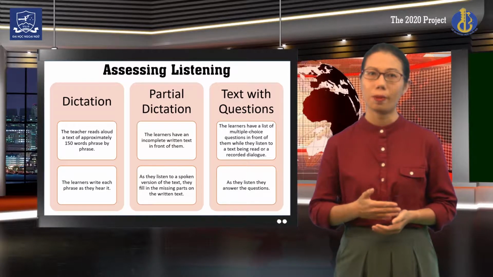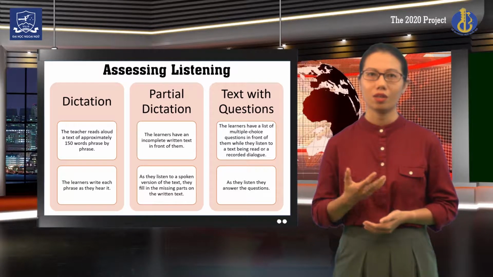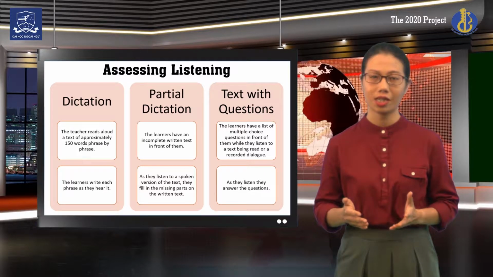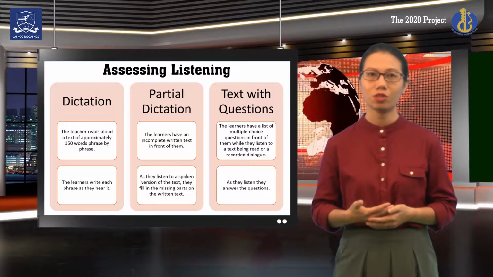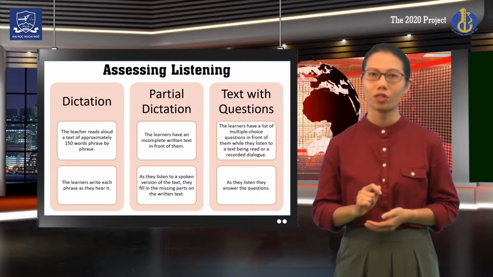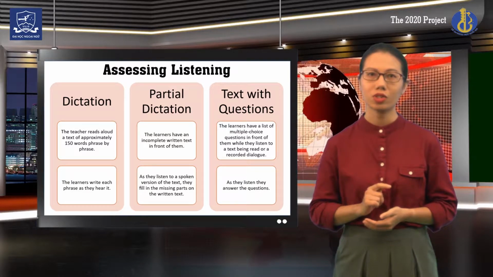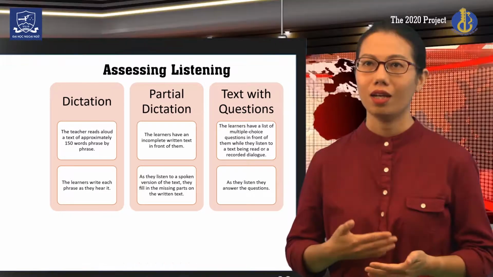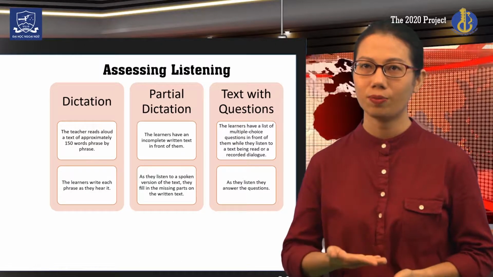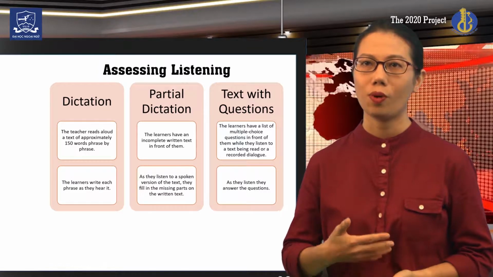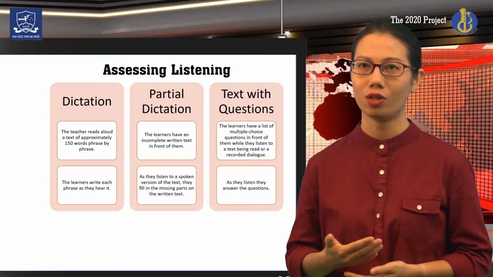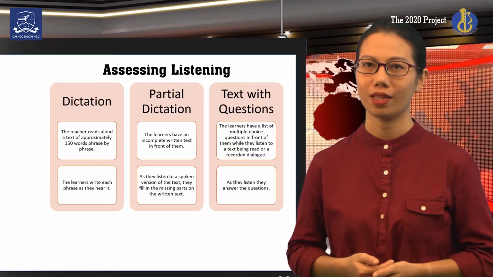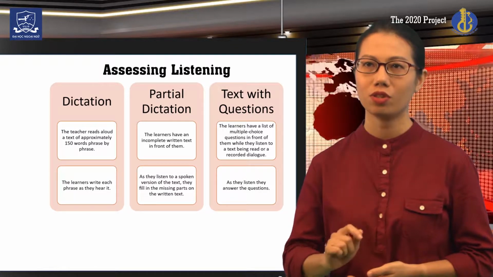Quite similar is partial dictation. The learners have an incomplete written text in front of them. As they listen to a spoken version of the text, they fill in the missing parts on the written text. Most commonly used method of all is text with questions. The learners have a list of multiple choice questions in front of them while they listen to a text being read or a recorded dialogue. As they listen, they answer the questions.